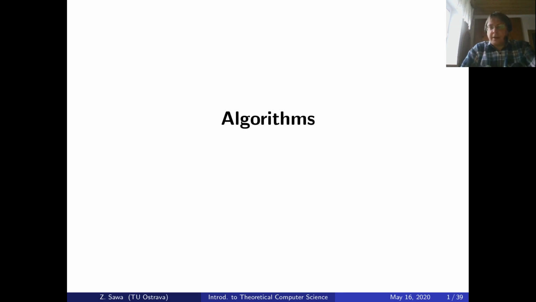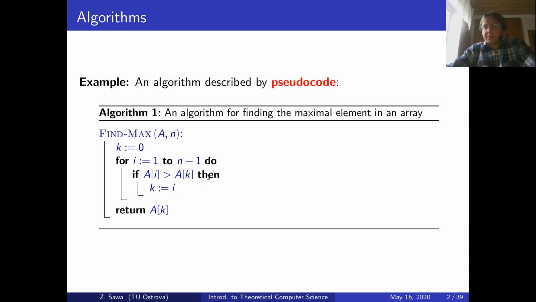Hello everybody and welcome to today's lecture on Introduction to Theoretical Computer Science. Today we will start to discuss algorithms, how we can describe algorithms and how we can prove that algorithms are correct. I suppose everybody has some idea what an algorithm is and how algorithms could be described.